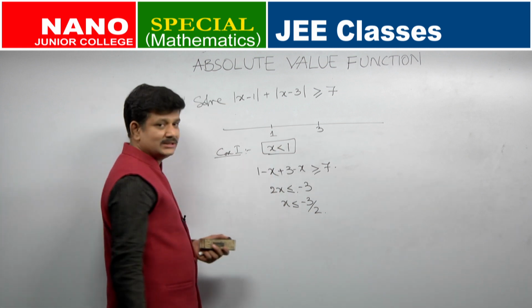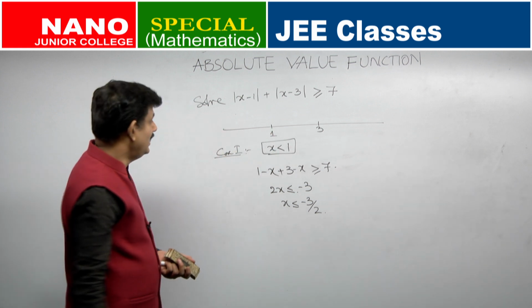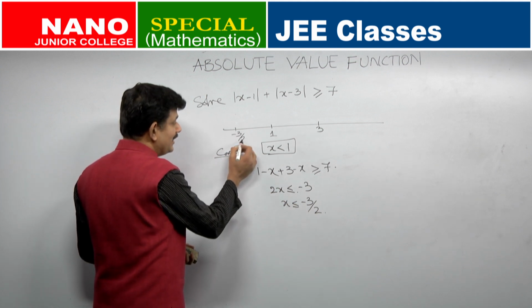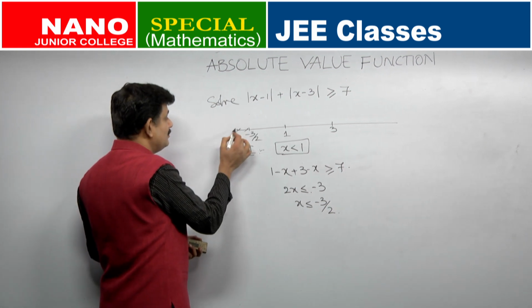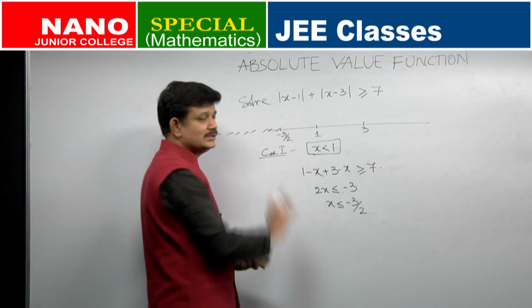So, what is the case which I am talking about? Set of numbers less than 1. In that, what did I get? Set of numbers less than or equal to minus 3 by 2. So, numbers less than or equal to minus 3 by 2 will be numbers to the left of minus 3 by 2, and all these numbers are also less than 1.